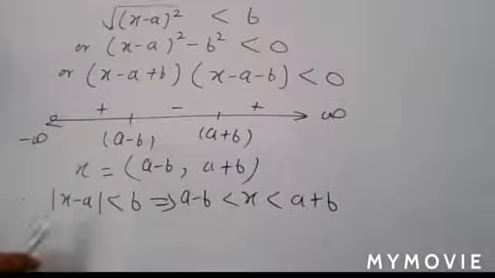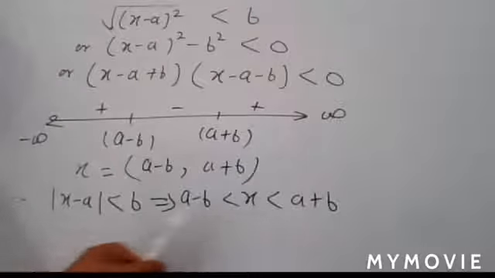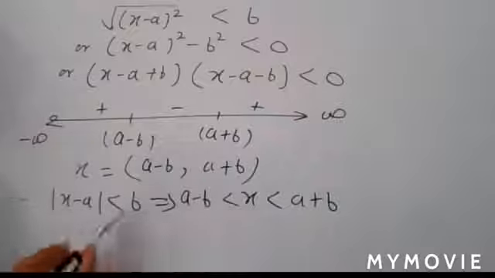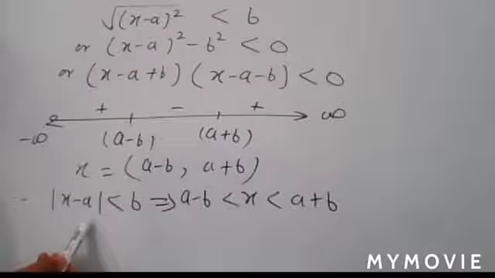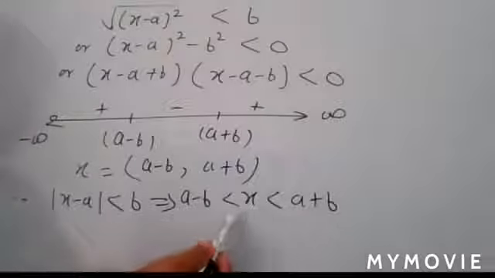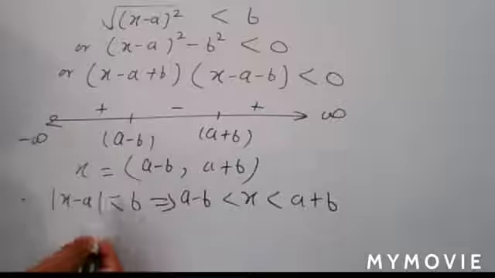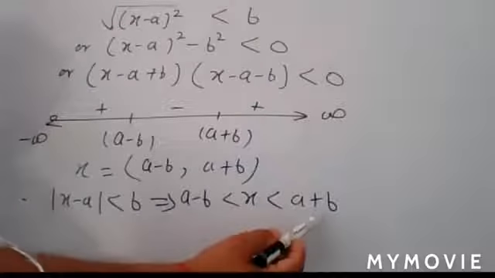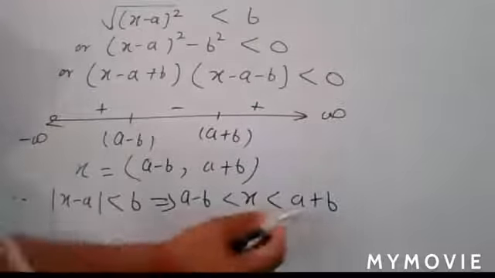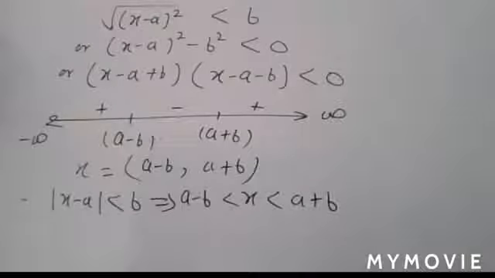Just correlate the result here. Suppose you have here x minus a and that quantity is less than b, so here you write for values of x as a minus b, and here you add these two numbers a and b. Understand?